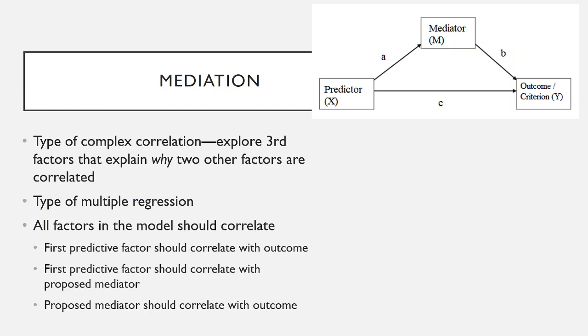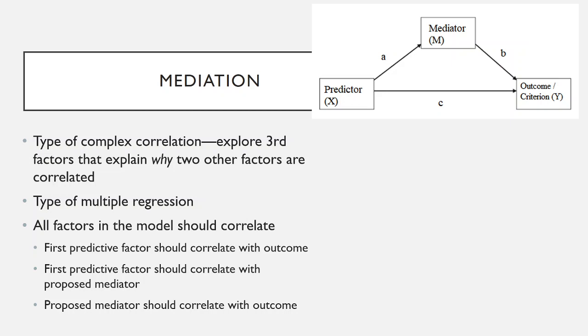Now, the next step is to establish that the predictor is associated with the mediator. If the mediator is to have anything to do with explaining why x helps predict the outcome, it needs to be the case that the predictor is associated with the mediator. The mediator, in turn, should be correlated with the outcome.